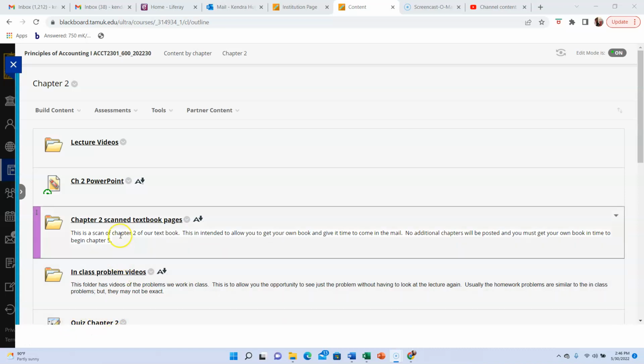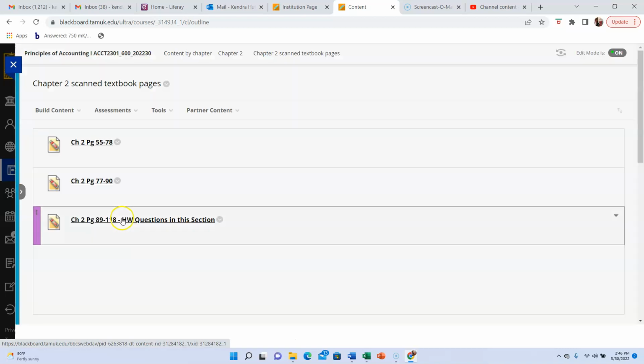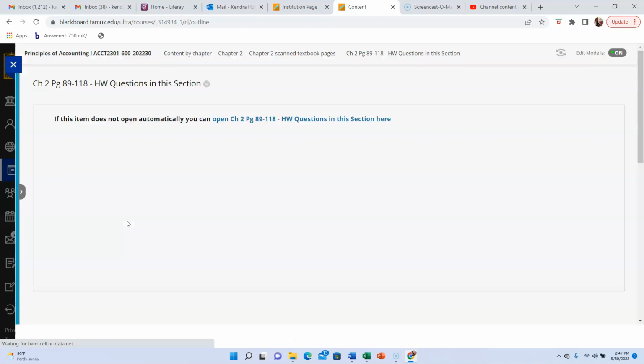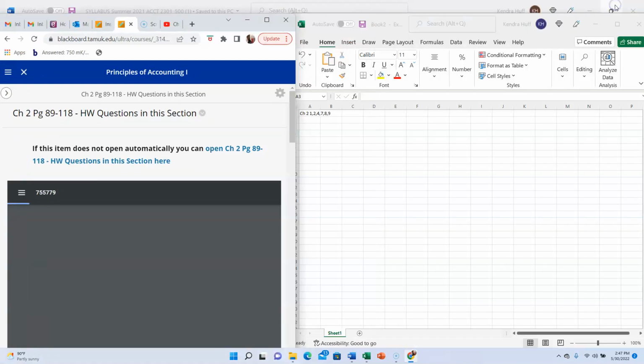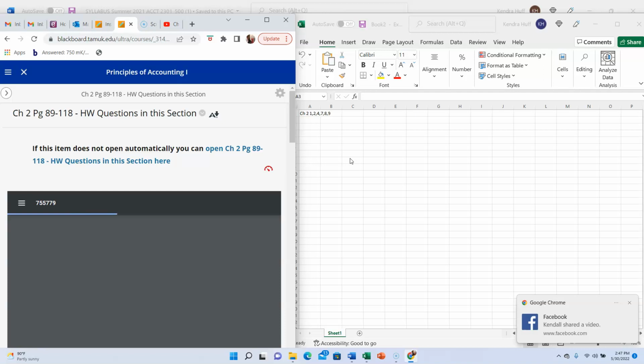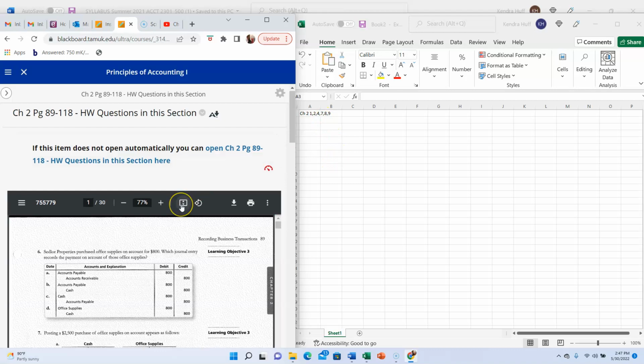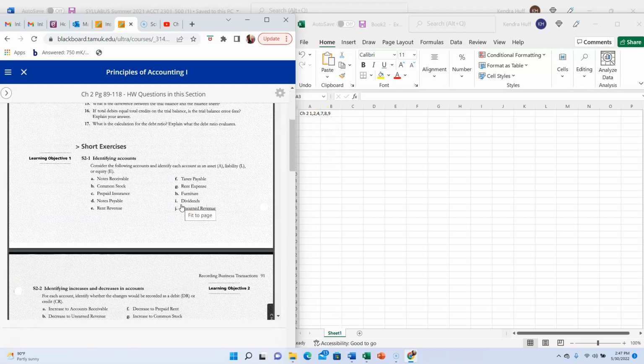Okay, Chapter 2 homework. So I'm going to the Chapter 2 folder, the Chapter 2 scanned textbook pages. Homework questions. I'm going to make this smaller so we can see. All right, so we need 1, 2, 4, 7, 8, and 9. So short answers. Okay. Consider the following accounts and identify each account as an asset, liability, or equity.